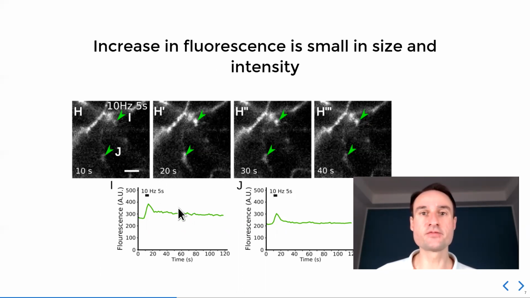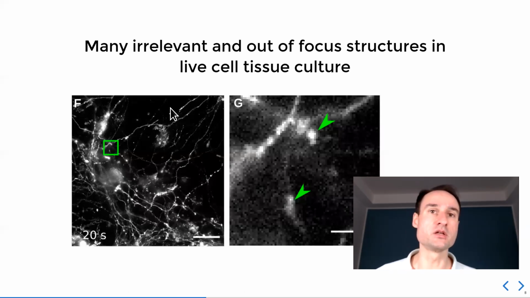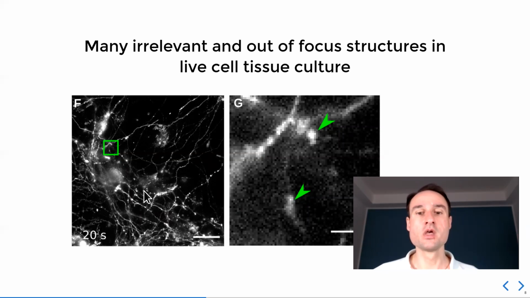These events are brief elevations of signal relative to the baseline and are very hard to detect by eye, requiring the correct setting of the brightness and contrast. Further, we acquire very large fields of view of the live cell tissue culture with many irrelevant structures and autofluorescent structures, and around these very small objects of interest, here shown as the blow-up of the inset.